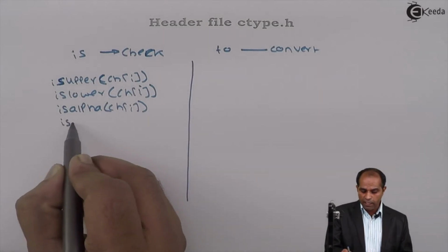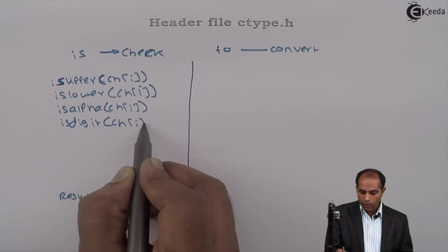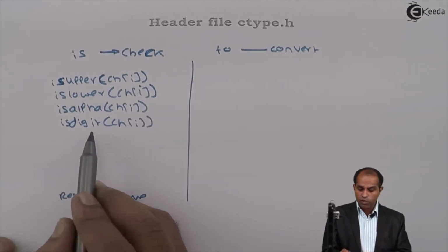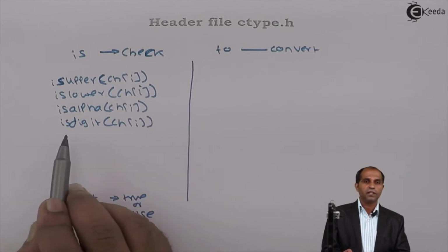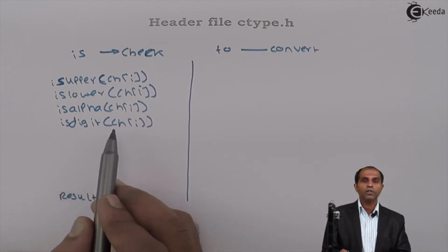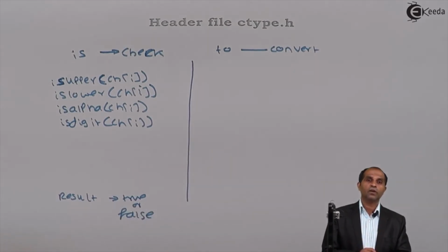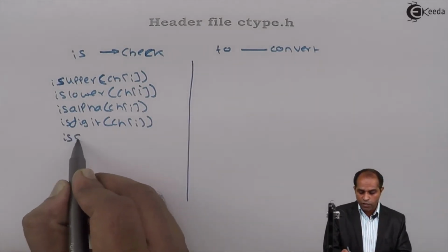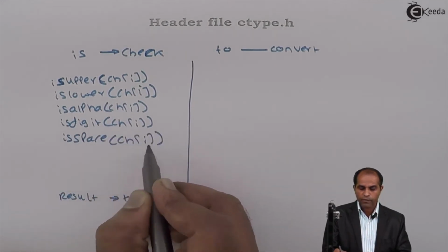I have a function called is digit of ch of i. It says: is the character stored in ch of i a digit? If it corresponds to any digit, then it will return true. Otherwise, it will return false. I'll say is space of ch of i.